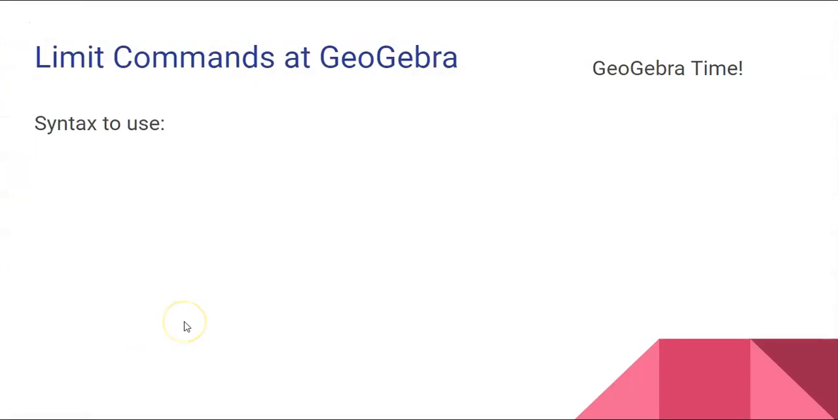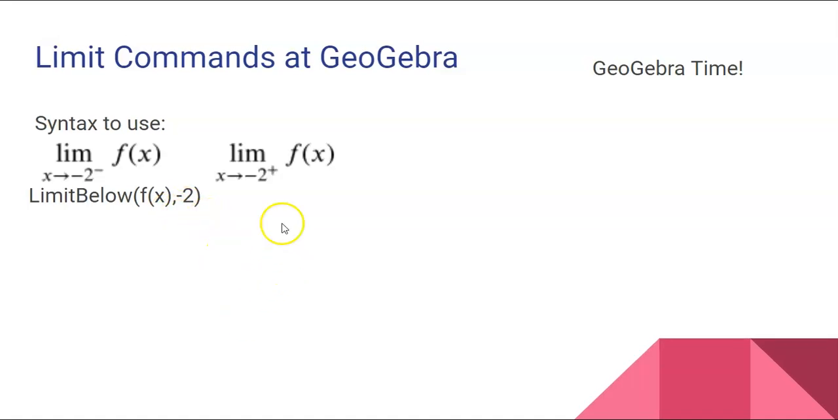Alright, so it's GeoGebra time. Let's use GeoGebra to check whether the function is continuous at a equals -2, b equals 5, and c equals 1. So to compute the limit of the piecewise function as x approaches -2 from the left in GeoGebra, we're going to use the command LimitBelow. The syntax will be LimitBelow, then call the function f(x), comma, -2.